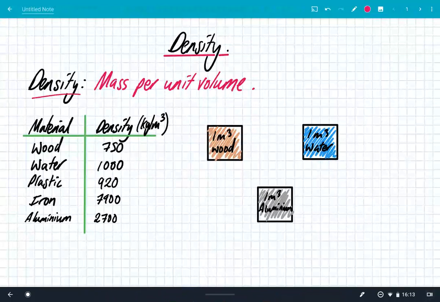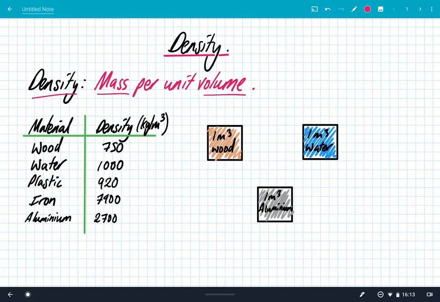So density is defined as the mass per unit volume. It's how many kilograms there are per meter cubed of material. And it's really important and is used by engineers to help them determine which material to use in a different scenario. So let's have a look at a few different examples.